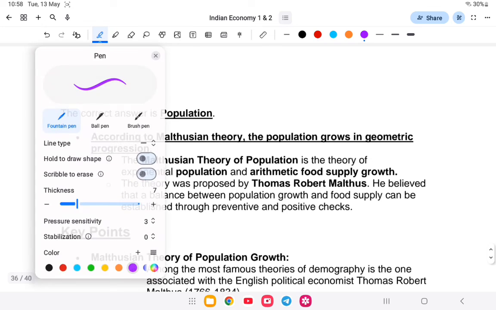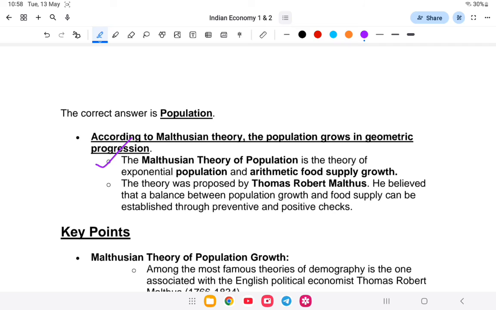Malthusian theory measures exponential population growth and arithmetic growth of the food supply. This theory was proposed by Thomas Robert Malthus. He believed that a balance between population growth and food supply can be established through preventive and positive checks. This is the answer. Let us go to the next question.